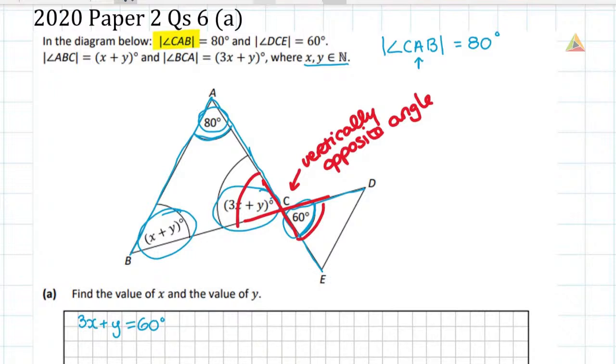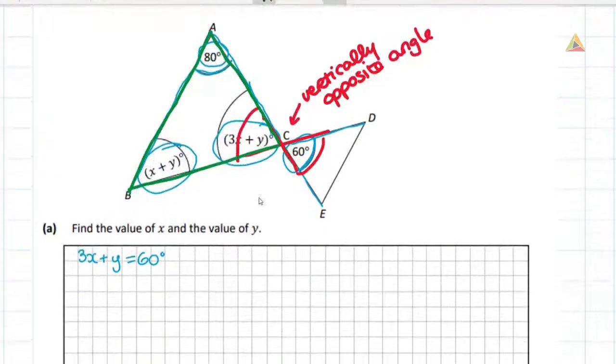The second piece of information is that I have some information about all of the angles in this triangle here. So in the triangle ABC, I can see that those 3 angles will add up to give 180 degrees. So that'll be 80 degrees plus x plus y degrees plus 3x plus y degrees is going to equal 180 degrees.